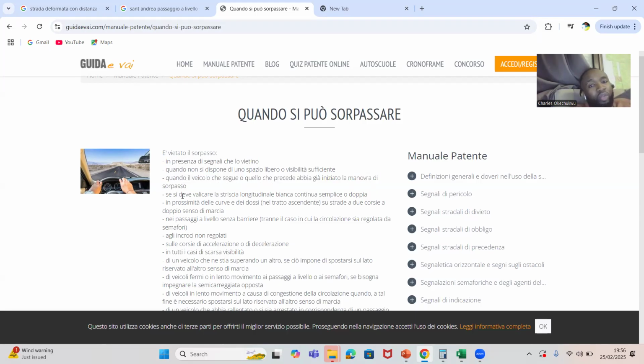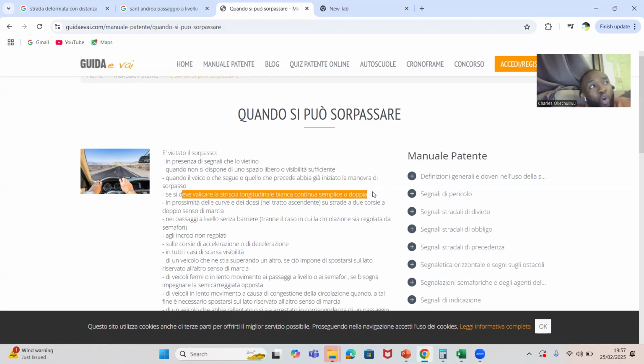Next one. È vietato il sorpasso se si deve valicare la striscia longitudinale bianca continua. Whether that striscia is semplice or doppia, I would like to ask a question here, but I'll just teach it. You cannot overtake if you ever exceed, valicare means to cross over.